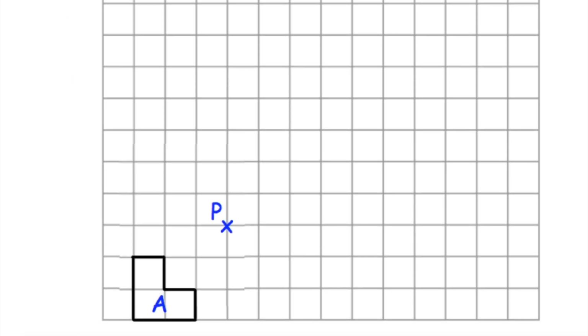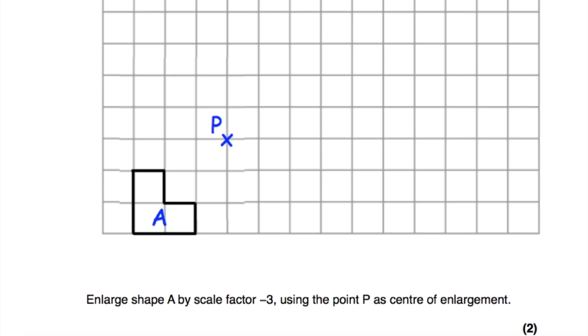Okay, question number one. We've got this grid, and this L shape labelled A, and we've got this P. The question says, enlarge shape A by scale factor -3 using P as the centre of enlargement. So we're enlarging this shape by scale factor -3, and this is the centre of enlargement. To do this, I'm going to focus on each point of the shape. I'm going to start with this point here.